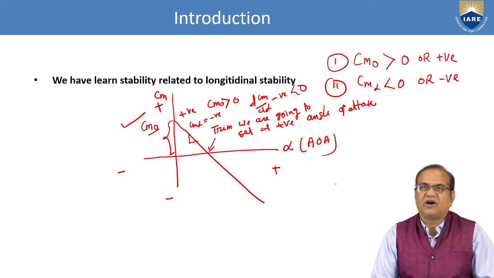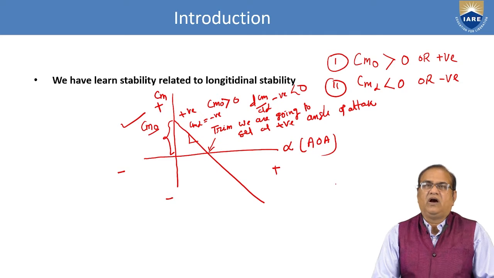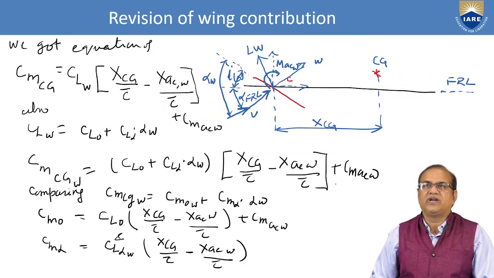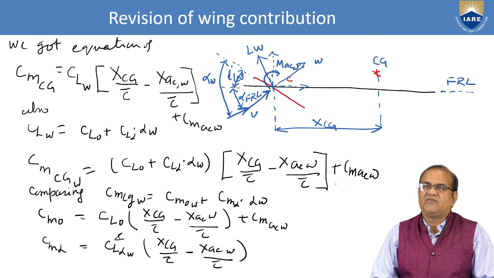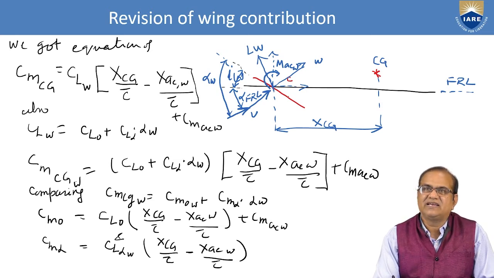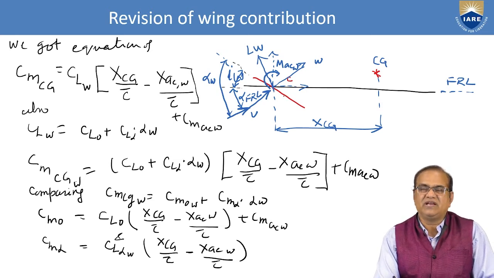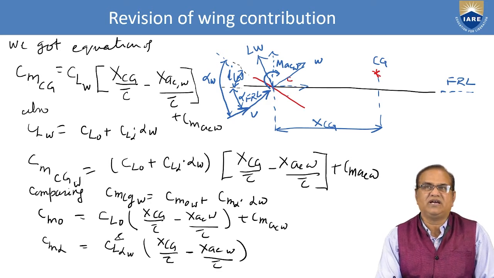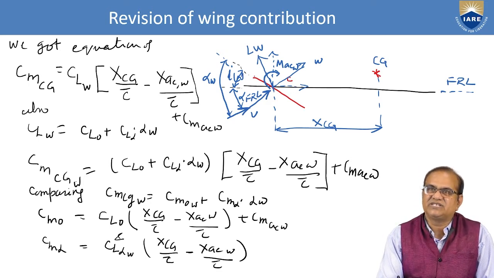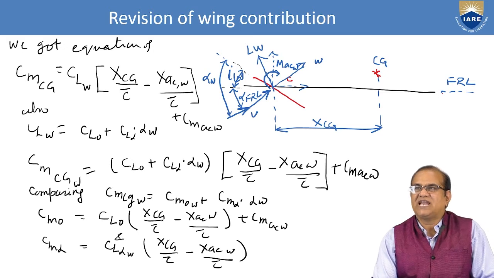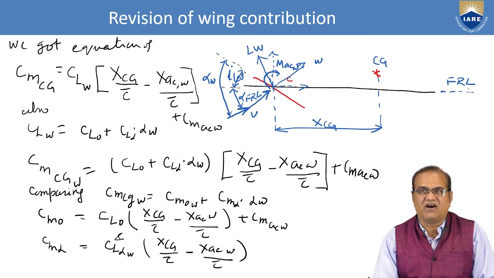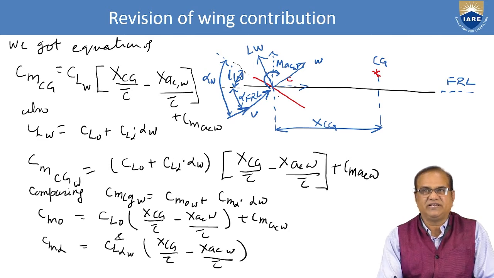Previously we also referred to the contribution of the wing, so I am going to revisit the contribution of the wing. We can see here this red line is the wing, and here I am showing the chord of the wing. This one is the leading edge, and this one is the trailing edge. And this line is the fuselage reference line, called FRL, and it is a horizontal line.